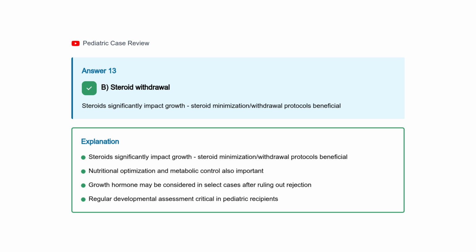Steroids significantly impact growth, and steroid minimization or withdrawal protocols are beneficial for improving linear growth. Nutritional optimization and metabolic control are also important factors. Growth hormone therapy may be considered in select cases after ruling out rejection. Regular developmental assessment is critical for pediatric liver transplant recipients to ensure optimal growth and development.